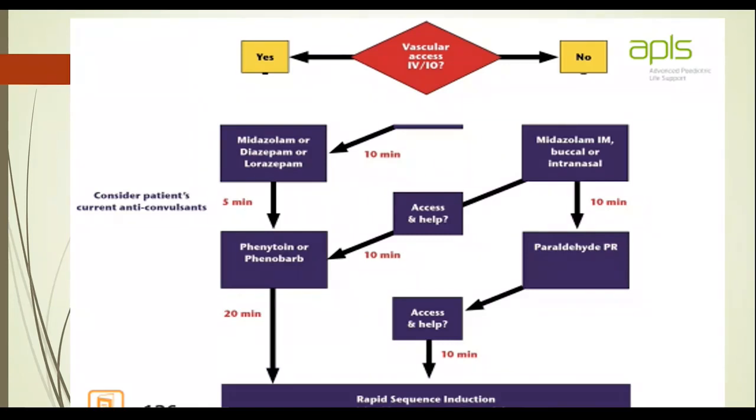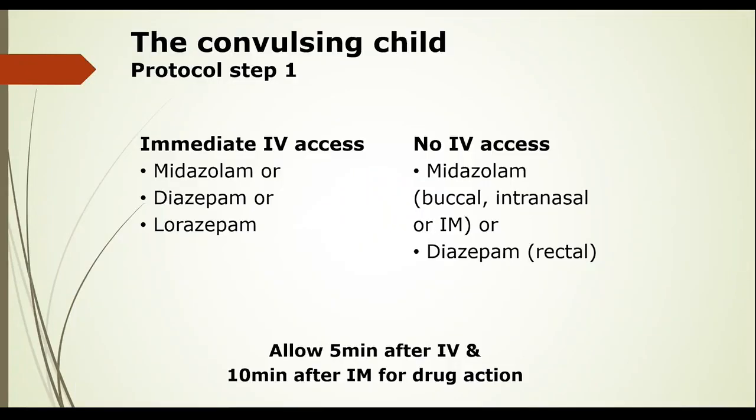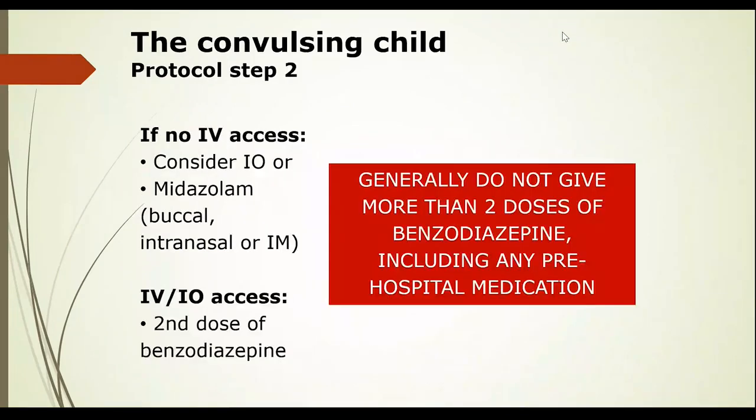Okay, so then, I will skip the next slide. Go for the next slide, please. So we generally do not give more than 2 doses of benzodiazepine, because you might go into respiratory arrest if you give more doses of benzodiazepines. Anyway, if you are managing a child with status, you must be aware of this problem, and you have to be prepared to manage the respiratory arrest as well.